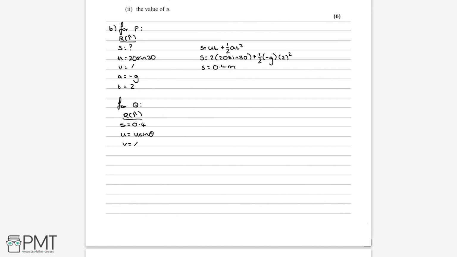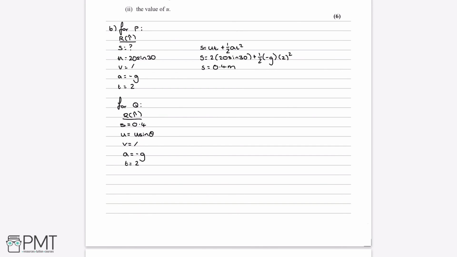V we don't know and don't need to know for this question. a is again minus g because both P and Q move freely under gravity, as we're told. And then since we're finding it at the point of collision, we know that t is equal to 2 seconds again.